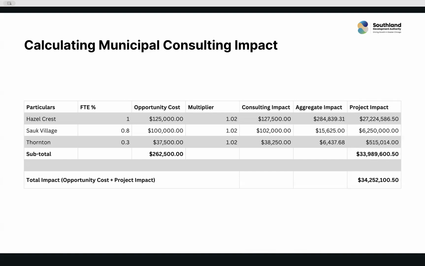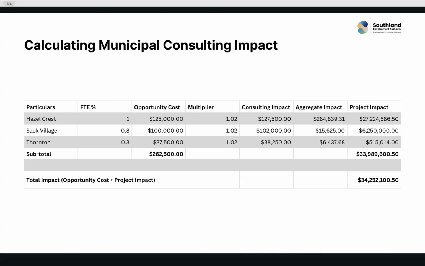That's $27.2 million in Hazel Crest, $6.25 million in Sauk Village, and around $515,000 in Thornton. We do not add the consulting or aggregate impacts to the project impact. The project impact already includes the total investment in each community.